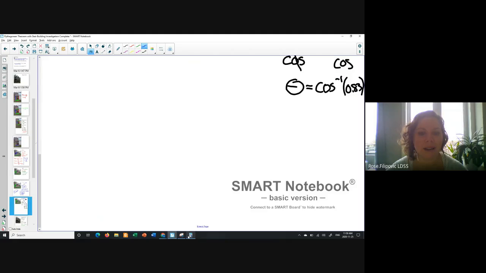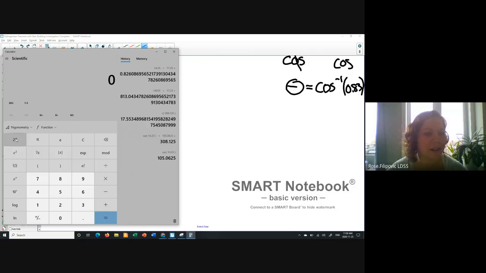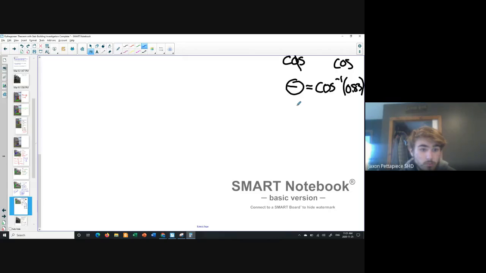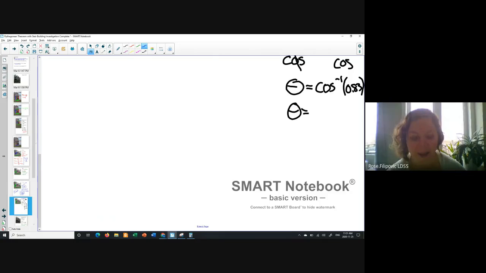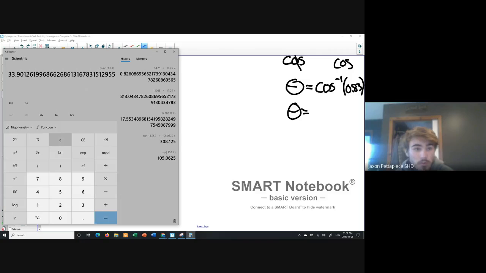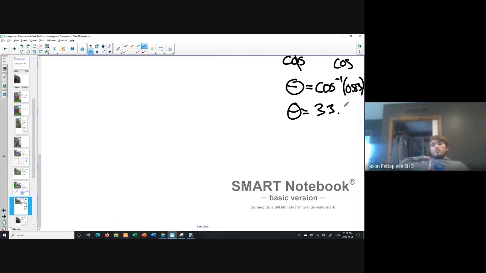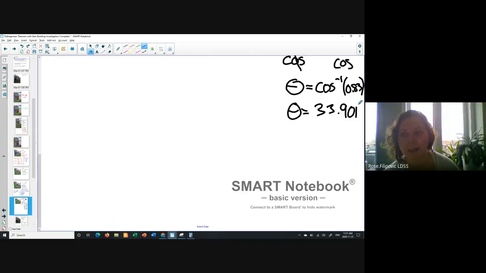And then my lovely little calculator. Computer and phone calculators will make you put the number in first. So I put in 0.83. Then I go to my trig and I tell it I want the second cosine. So I get that negative exponent. Right. And that tells me that this angle was 33.901.